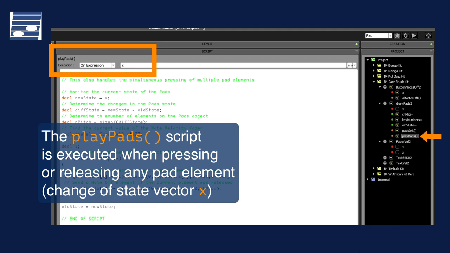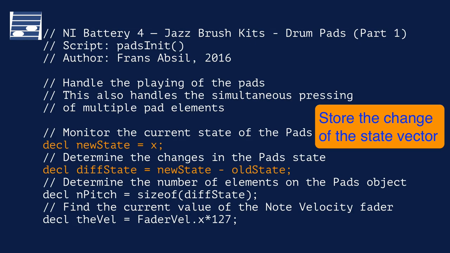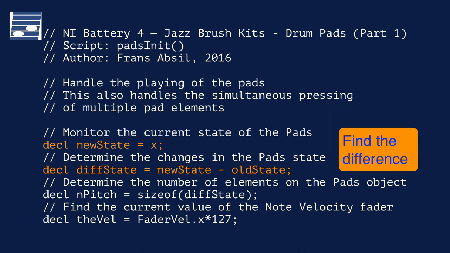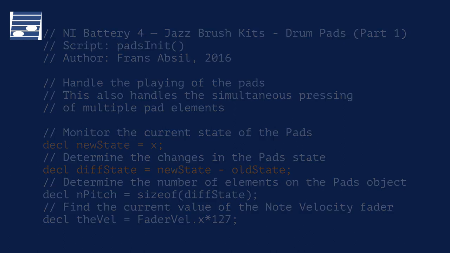That will lead to a change in the state vector x. And the essential step returns here. We assign the current state to a new vector variable that is then compared with the old state vector. The difference vector will tell us which pad elements were pressed or released. Note the last line with the definition of the note on velocity as the reading of the fader position.